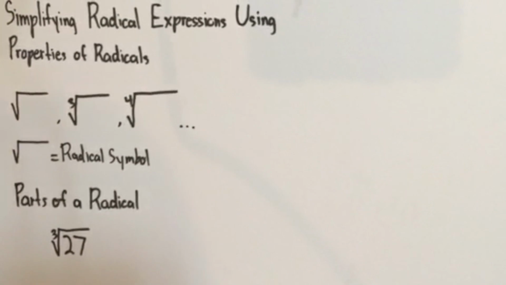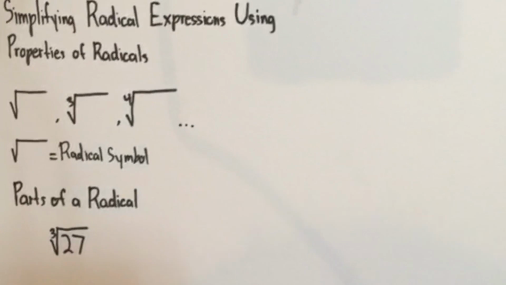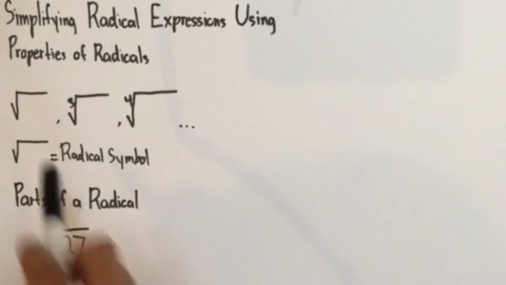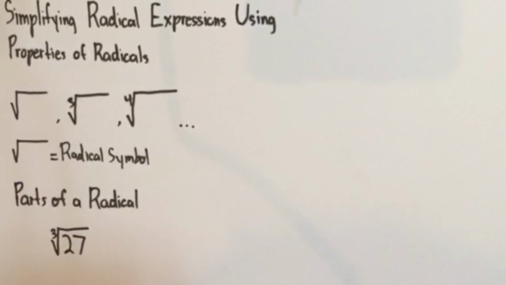Our topic for today will be simplifying radical expressions using properties of radicals. Radical expressions, most commonly mistaken as square roots, are in actuality more than just that. It can be a cube root, a fourth root, and more. Radical expressions are defined by their radical symbol.